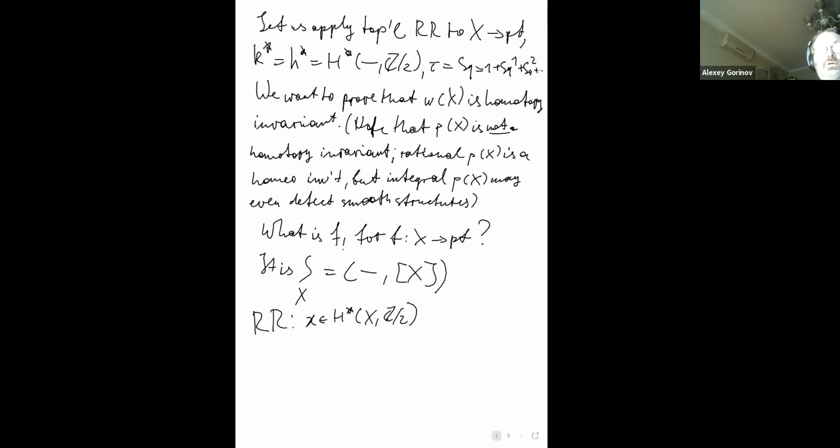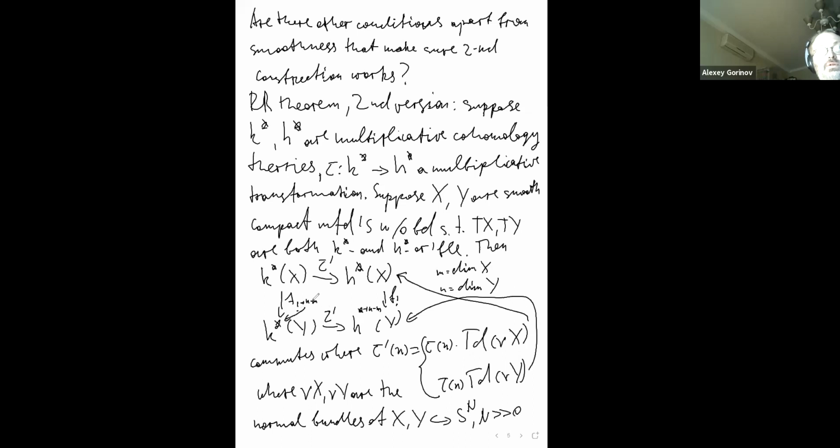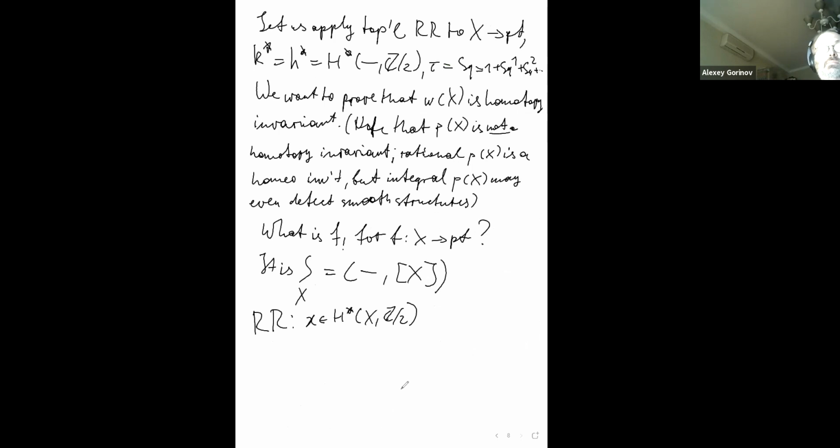Well, let me look at this diagram again. Here's the diagram. Let me take a class X here and apply the map tau prime. What do I get? Well, I get SQ of X times the Todd class, but we already know the Todd class. The Todd class is the Stiefel-Whitney class of the normal bundle, which is the inverse of the Stiefel-Whitney class of Tx.